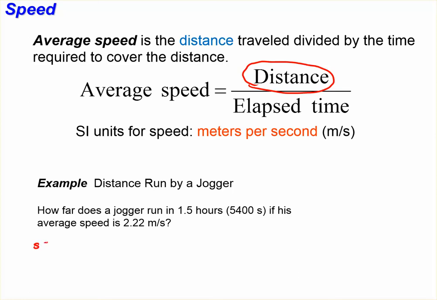Well, recall speed equals distance divided by time. If we're looking for distance traveled, we solve for distance and we get distance equals speed times time. And so we multiply 5,400 seconds by 2.22 meters per second. Our seconds cancel, and I'm left with close to 12,000 meters, or about 12 kilometers.